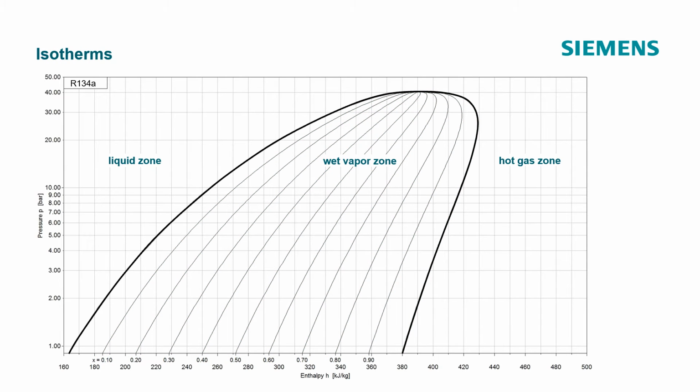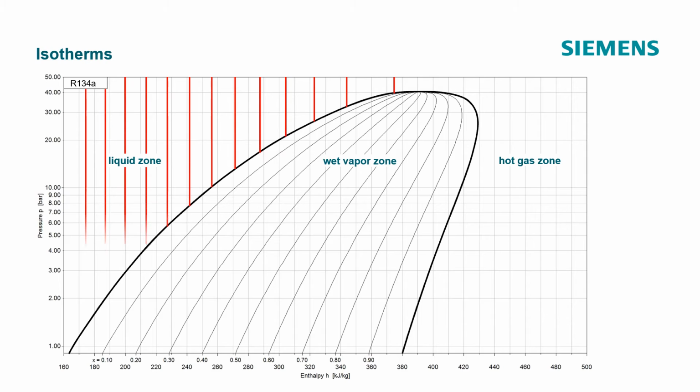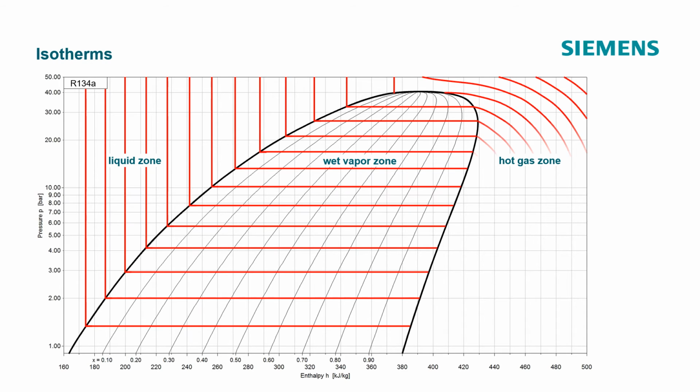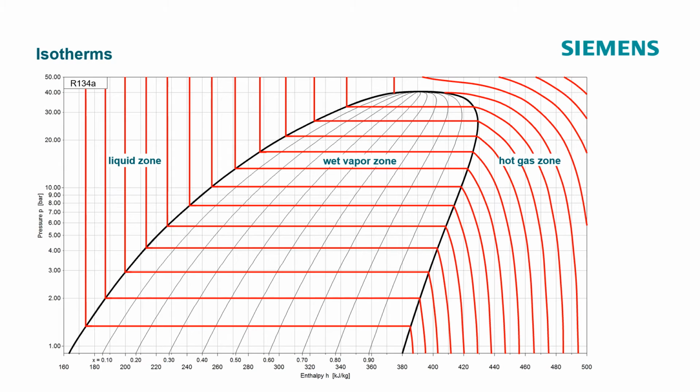The isotherms. Isotherms are lines of constant temperature. Their progression changes abruptly on a change of state, such as from liquid to wet vapor. In the liquid zone, the isotherms are parallel to the isenthalps, because a change of pressure does not affect the enthalpy. In the wet vapor zone, the isotherms run horizontally, parallel to the isobars, for the refrigerant, R134A. In the hot gas zone, the isotherms drop steeply. A small quantity of heat is sufficient to rapidly raise the temperature here.